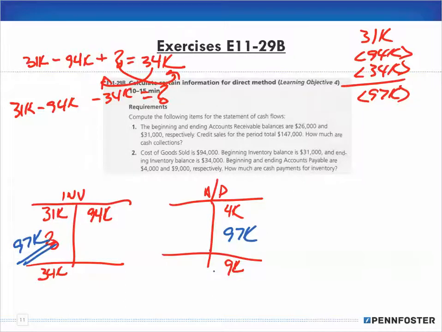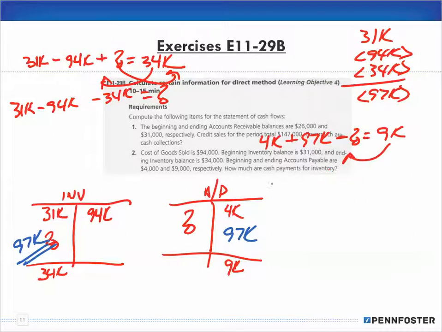Right? So if that's our purchases and we're buying those purchases on account, that 97,000 also goes over here in our accounts payable. So we want to know how much our cash payments were for the inventory. So we want to know how much our debit is for the payments of the accounts payable to our vendors. So we're going to go through the same type of spiel here where I have 4,000 plus the 97,000 minus a certain amount, which is equal to our 9,000.